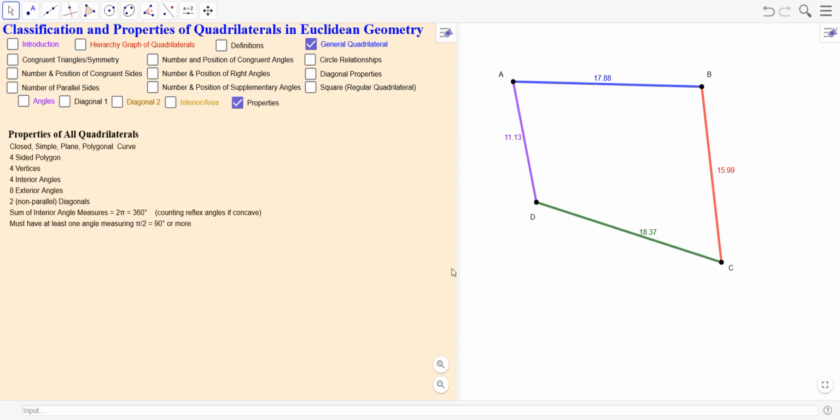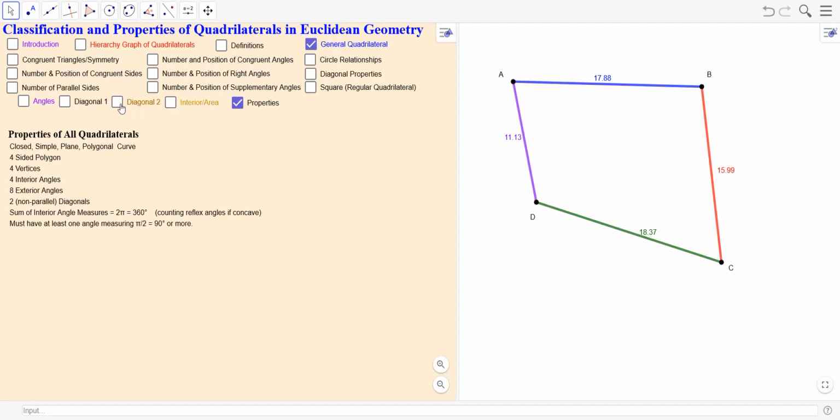And you can click on this to see properties. Here's properties of all quadrilaterals. It's a closed, simple, plane polygonal curve. It's a four-sided polygon. It has four vertices and four interior angles. It has 8 exterior angles and 2 diagonals, which can't be parallel. The sum of the measures of the interior angles is 2 pi, or 360 degrees. That works if it's convex like this.